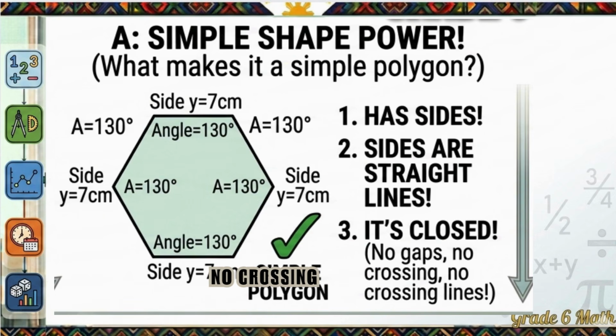3. No crossing over. This is the simple part of simple polygon. The lines cannot cross each other. The rule: the lines only touch at the corners, the vertices. They never intersect or make an X shape. Example: a star shape where the lines cross in the middle is a complex polygon, not a simple one.